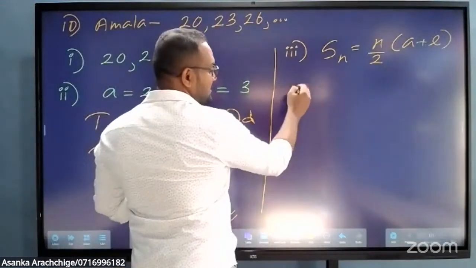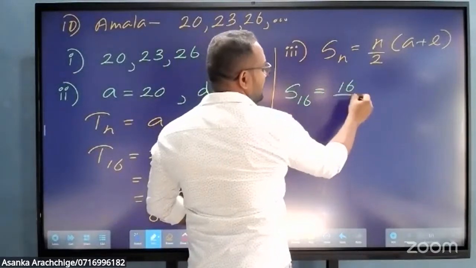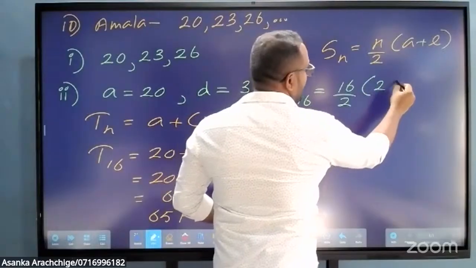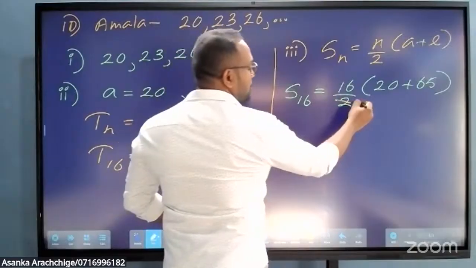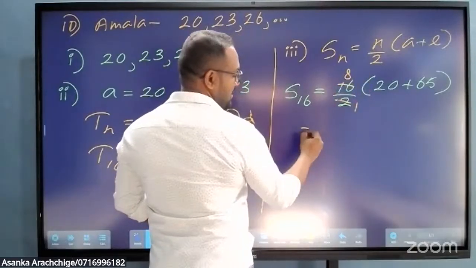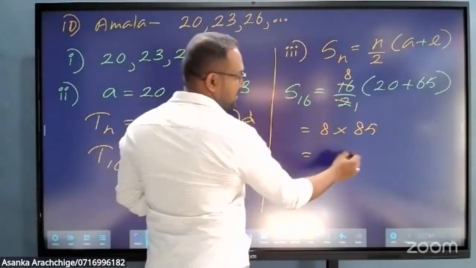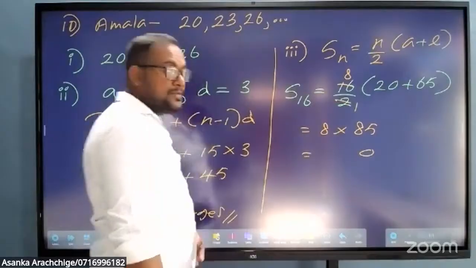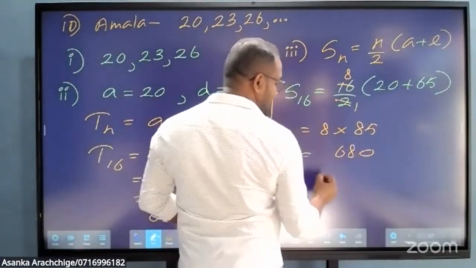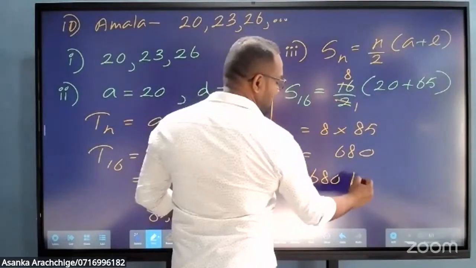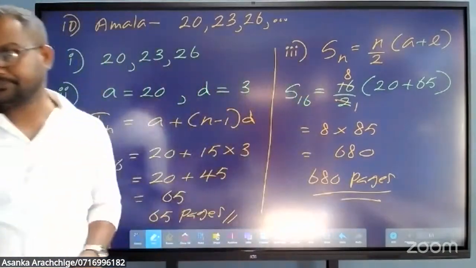We know everything, therefore we better use the first formula to find the sum of the first 16 terms. Then S16 must be equal to 16 upon 2 times (20 plus 65). 2 times 1, 8. 8 times 85. 8 times 5, 40, and 4 remaining. 8 times 8, 64 plus 4, 68. Answer: 680 pages. Am I correct? Yes.